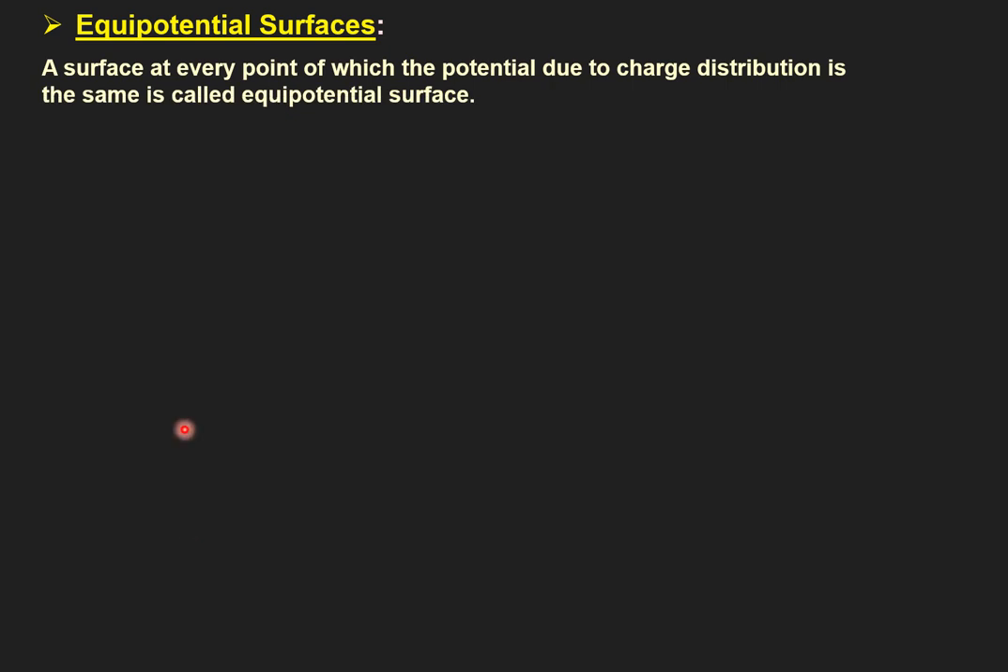Now we are starting the important topic, that is equipotential surfaces. As the name itself suggests, equipotential means the potential is the same on some surface. So what are equipotential surfaces? A surface at every point of which the potential due to a charge distribution is the same is called an equipotential surface. We will have a certain surface on every point of which the electric potential will have the same value.